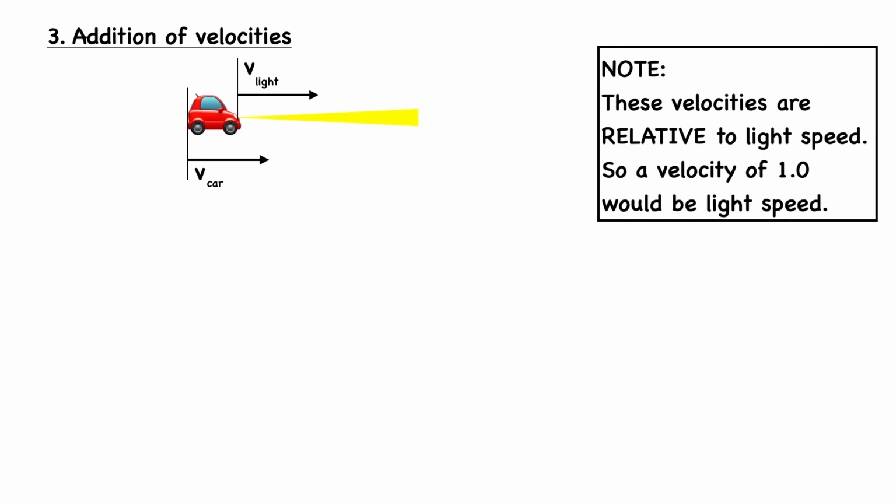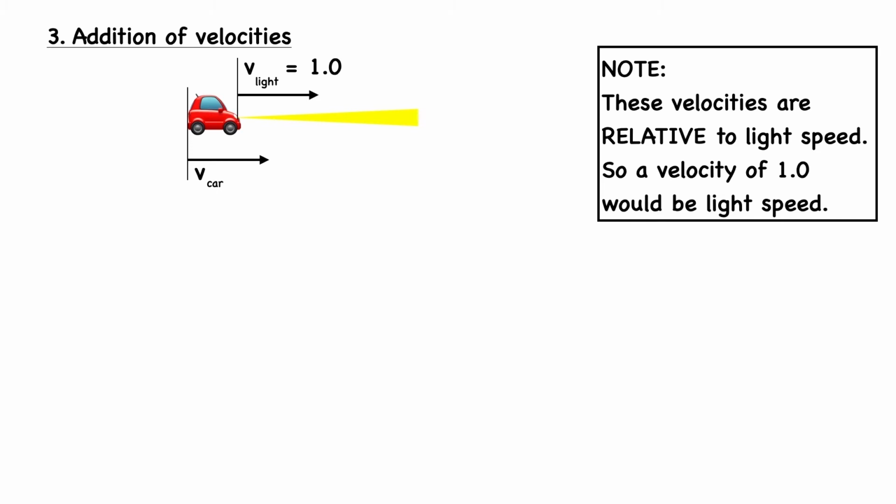This little red car of ours is traveling at a speed, we'll call it v car, and it switches on its headlights. The speed of the beams relative to the car will of course be light speed, and we'll call that v light. Now, in this explanation, do note that all of the velocities are relative to light speed, so let's just make a note of that. And then v light equals 1 here above the car.